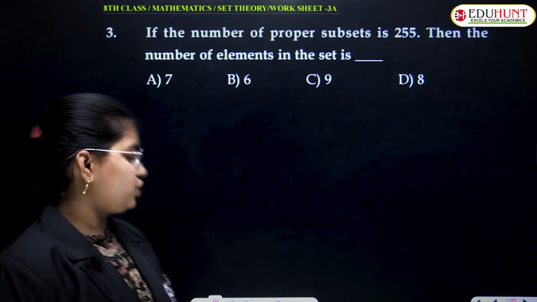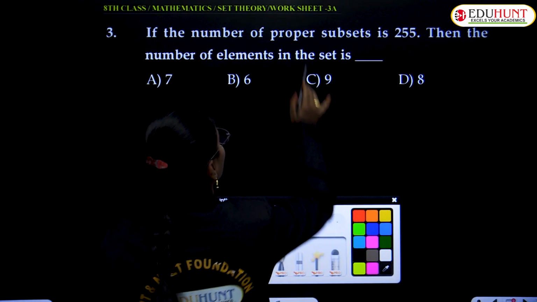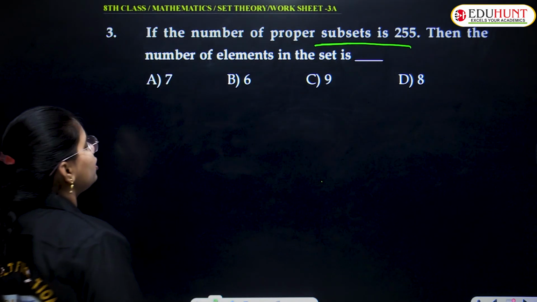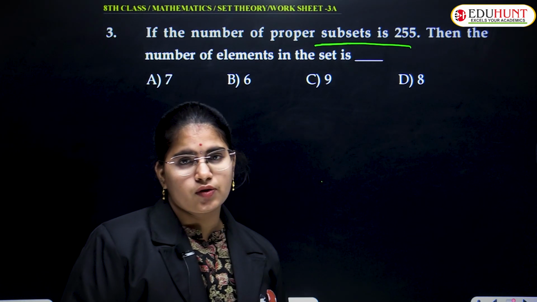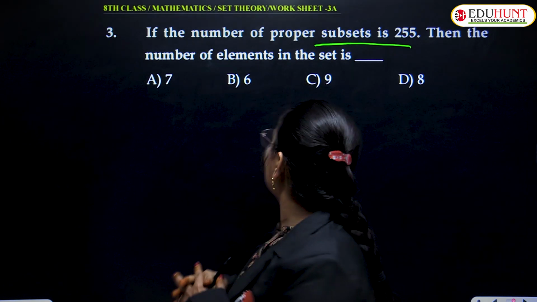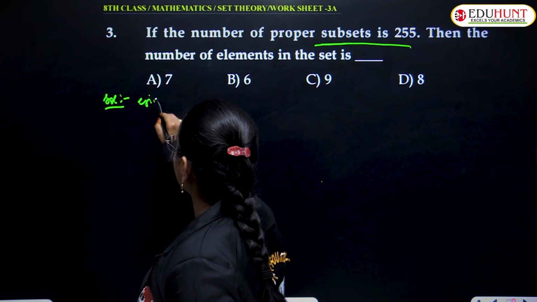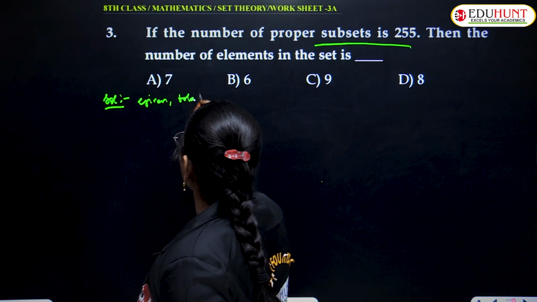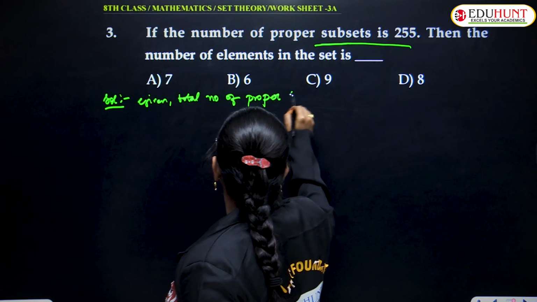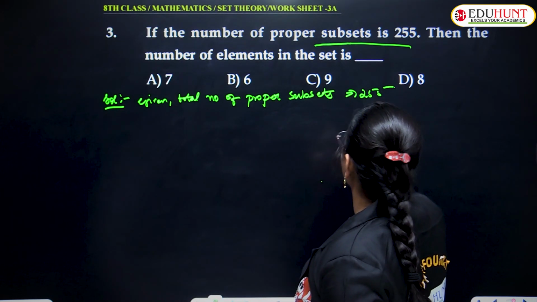So what is our next question? If the number of proper subsets is 255, then the number of elements in the set is? So they gave you the total number of proper subsets equal to 255. Let us start with what they have given in the question. Given: total number of proper subsets is equal to 255.